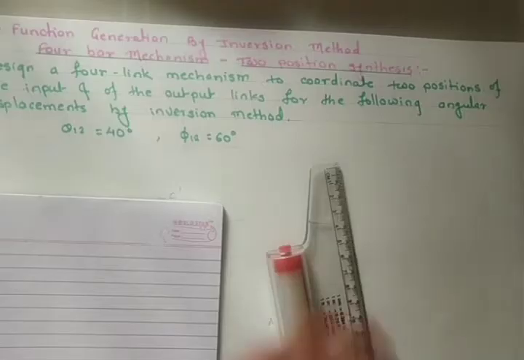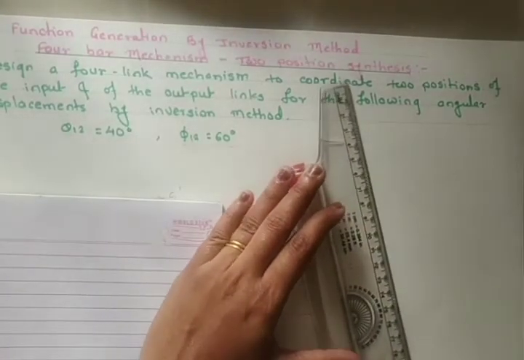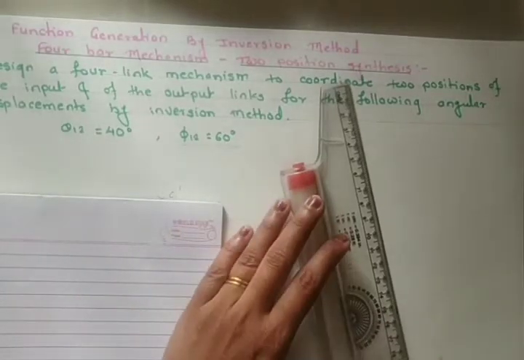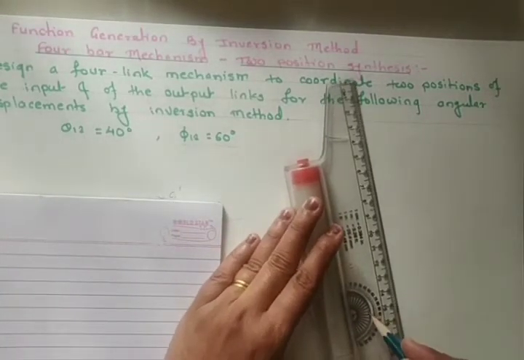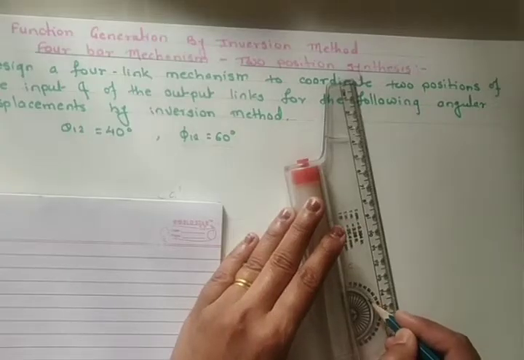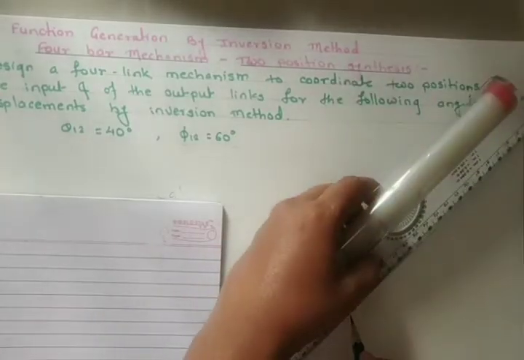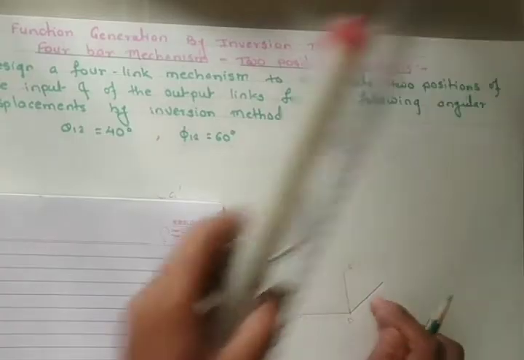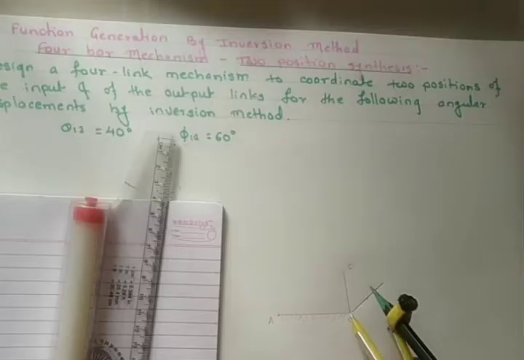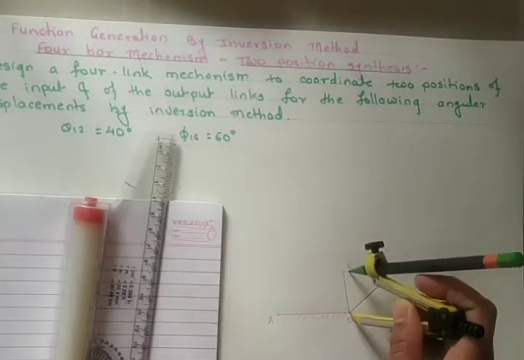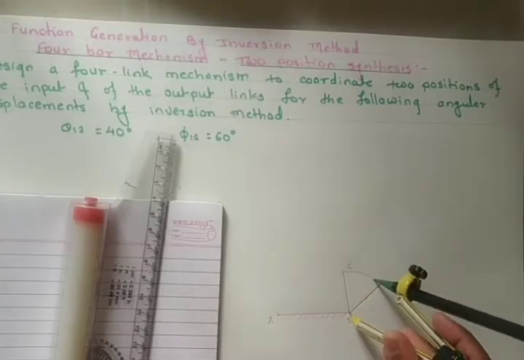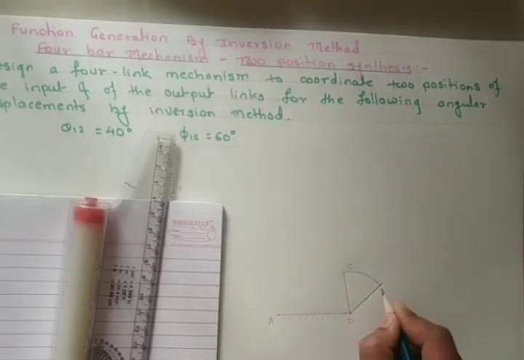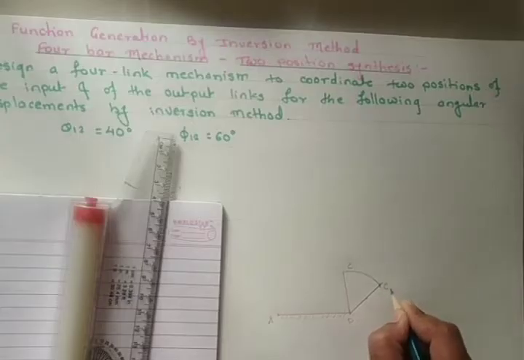After that, take an angle. For our second position of the output link, the angle is given, that is equal to 60 degree. So from this output link, take that particular angle 60 degree and mark a line. The length of that line for the next position is equal to the length of your output link. So this point is nothing but the second position point C2.